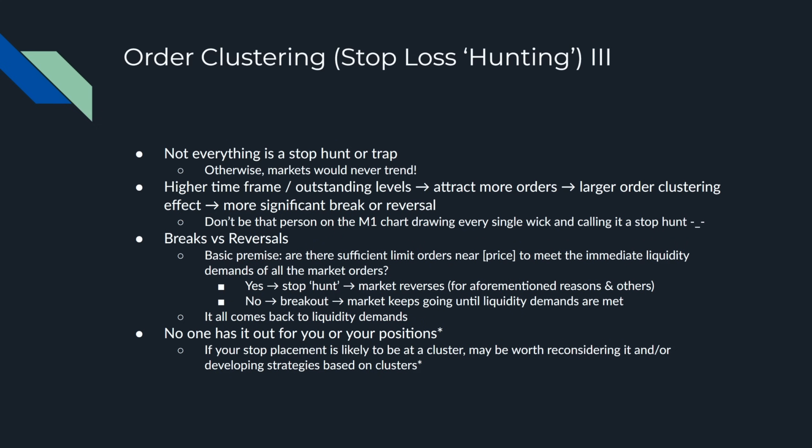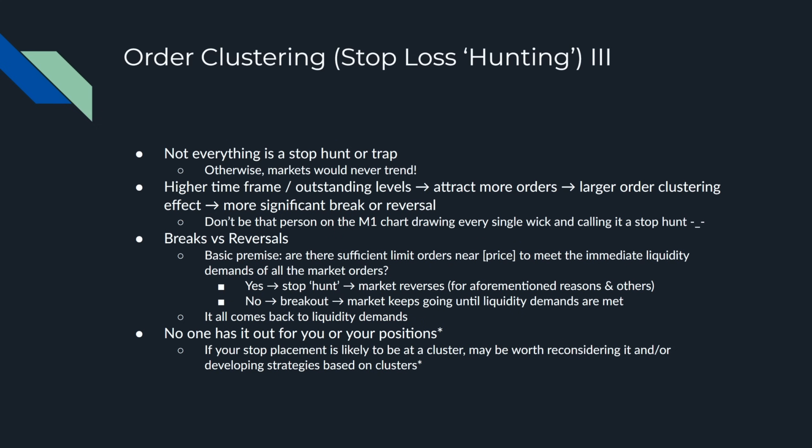Well, the first thing to note is when it comes to choosing levels to identify order clustering, the higher time frame, or in general more outstanding levels, are the ones to go to. And the logic is rather basic: because they are big levels, they have more eyes on them, those eyes attract more orders, and more people are willing to use those levels as a reference point for their trades, and that leads to a larger order clustering effect, which would mean that once that type of pattern happens, you get a more significant break or reversal simply because there are more orders and or more participants trading it, right? So don't be that person on the 1 minute chart saying everything is an SFP, this is a stop hunt, market maker took the stops, yada yada. It's probably not helpful and not accurate, right?